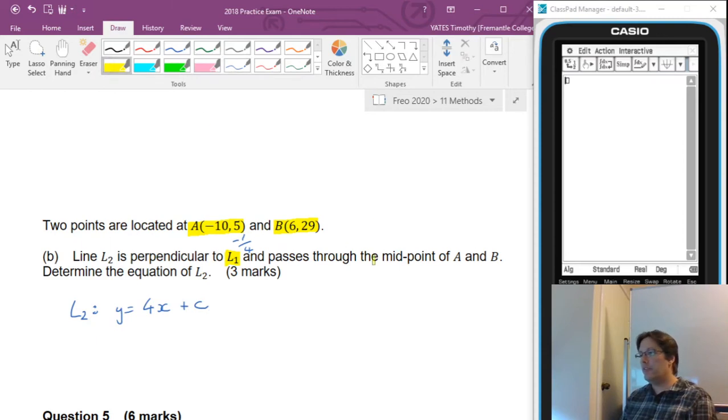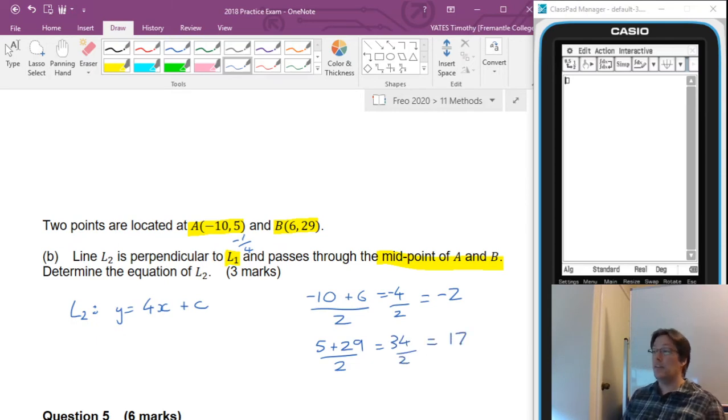So it passes through the midpoint of A and B. So let's find out the midpoint of A and B. Now when we're finding out the midpoint, we just add together the x coordinates. -10 plus 6 is -4. We divide it by 2. And that gives us -2. That's halfway between -10 and 6. Then we do 5 plus 29 divided by 2. 5 plus 29 is 34. So that's going to be 17. So the midpoint is -2, 17.